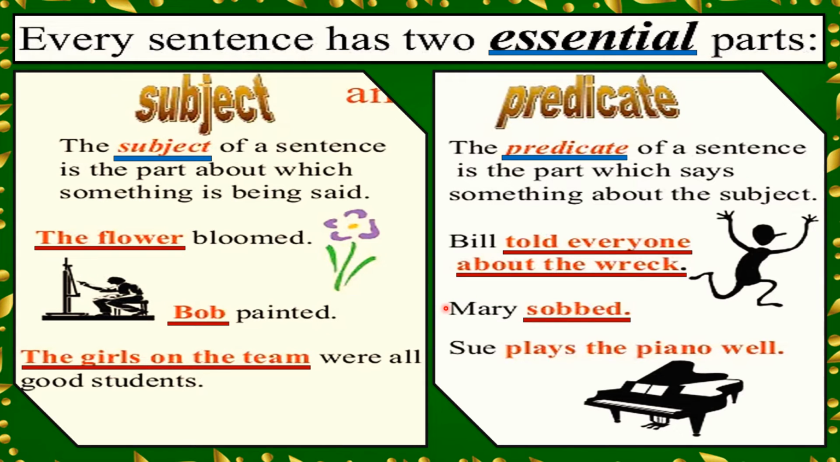Next, let's read sentence number 2. Mary sobbed. So what did Mary do? She sobbed or cried. And the third sentence, Sue plays the piano well. So we are talking about Sue, but what did Sue do? She plays the piano well.